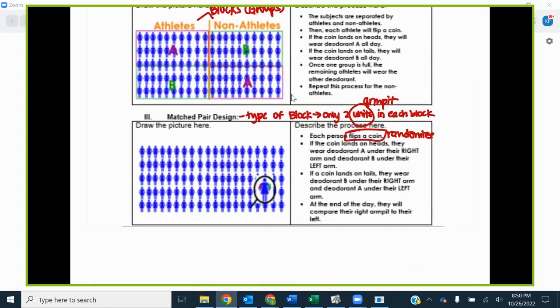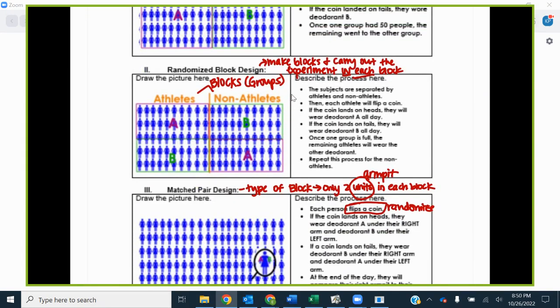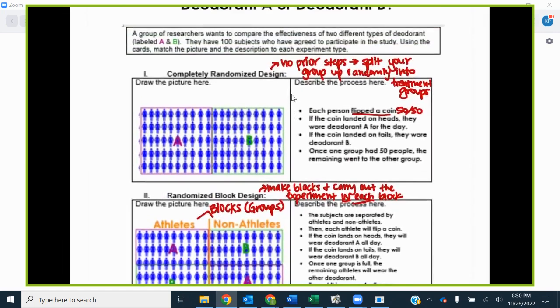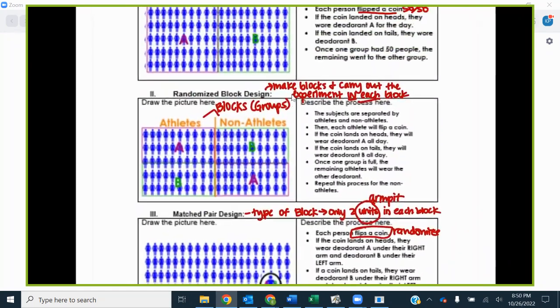One other thing about the 2 types, with randomized block and with matched pairs, you just always want to make sure that your groups are similar. So with a matched pair, I'm as similar as I could be to myself. We could also use twins. You could match people up by age, by skin type, different things, and do it that way.